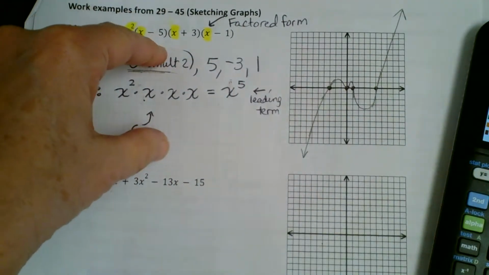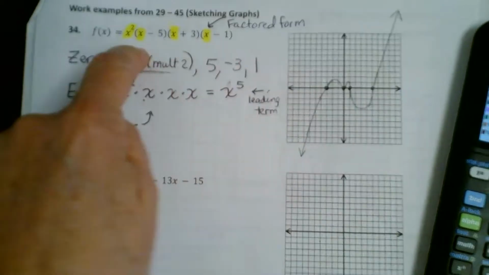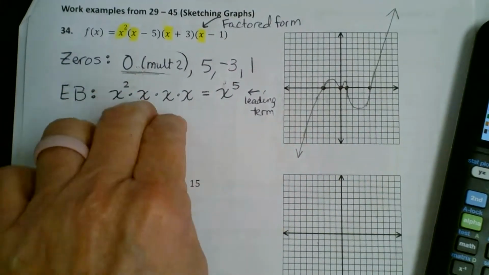And by the way, you're not copying it out of a calculator. So you must show me that you considered the zeros and that you wrote your end behavior.